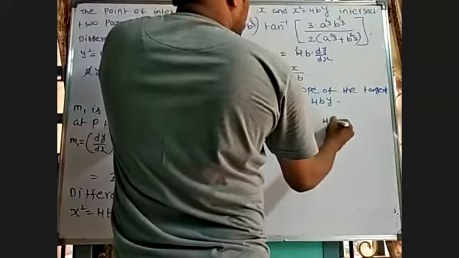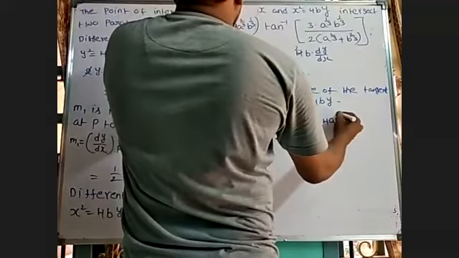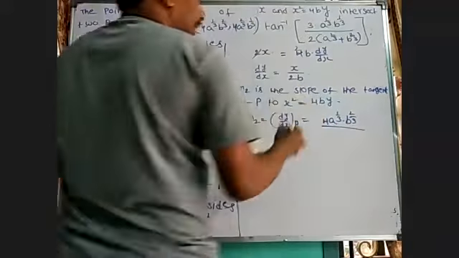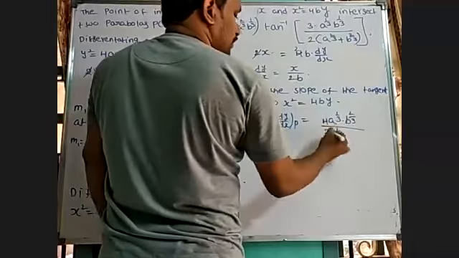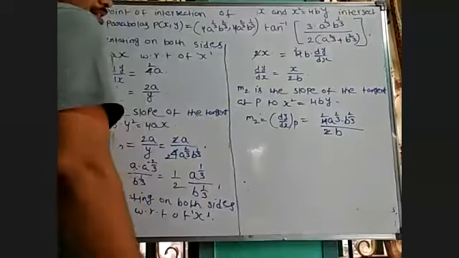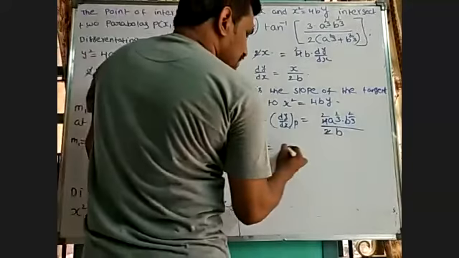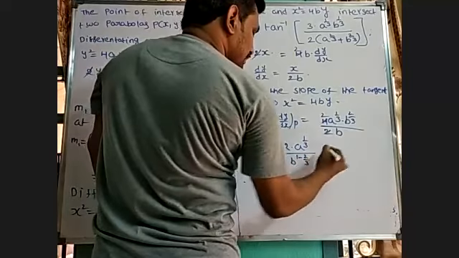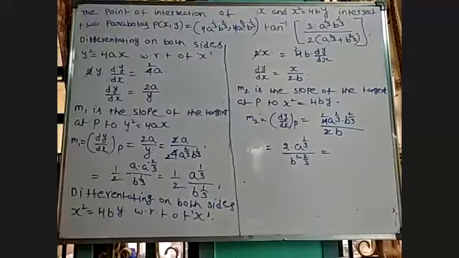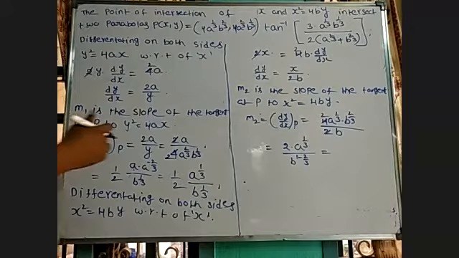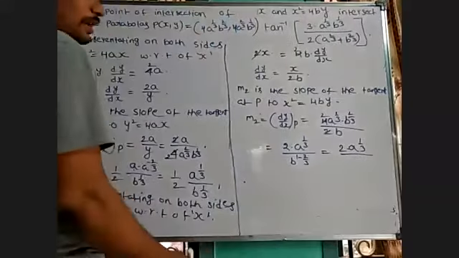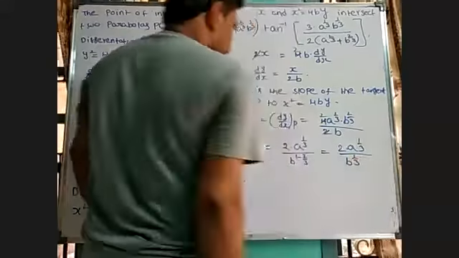Substituting the value, we get 4 into a power 1 by 3 into b power 2 by 3, divided by 2b. From this, 2 times. Next, we write 2 into a power 1 by 3 by b power 1 minus 2 by 3. Understood? b power 1 minus 2 by 3. From this, we write 2 into a power 1 by 3 by b power 1 by 3. That is m2.